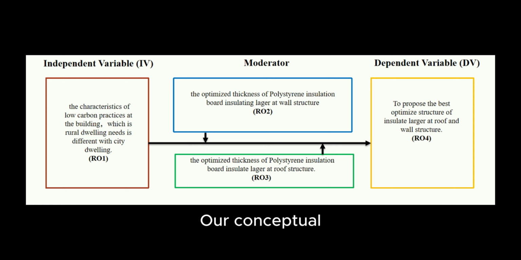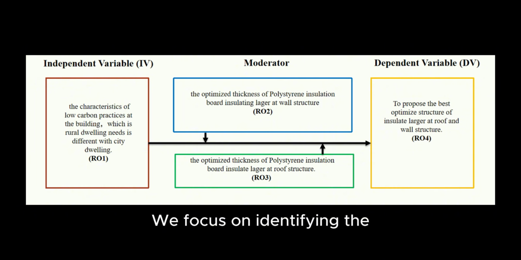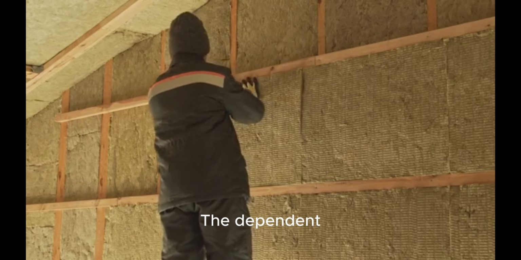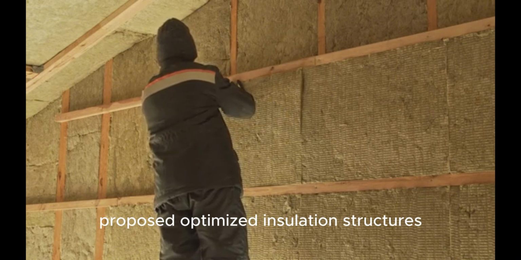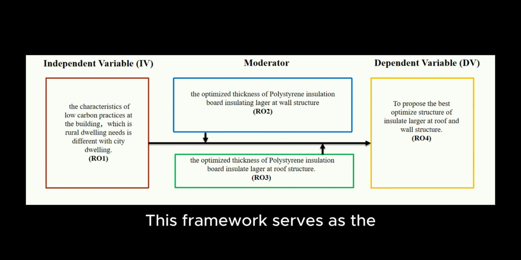Conceptual framework. Our conceptual framework outlines the independent variables, dependent variables, and moderators guiding this research. We focus on identifying the characteristics of low-carbon practices in rural dwellings, with the optimized thickness of polystyrene insulation boards as a key independent variable. The dependent variables include the proposed optimized insulation structures for roof and wall designs. This framework serves as the backbone of our research, ensuring a systematic approach to finding solutions.